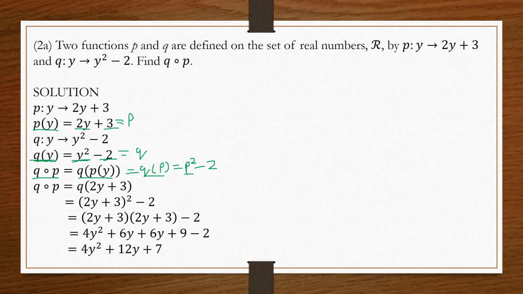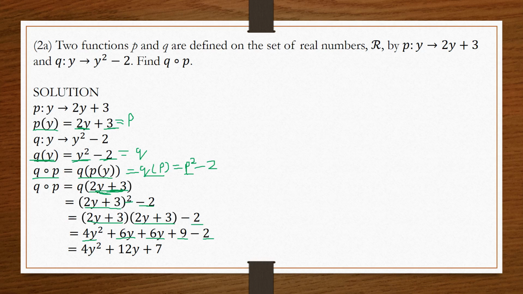But p is given as what? 2y plus 3. So in place of p, I now have 2y plus 3, and then it is squared. So I have 2y plus 3 all squared, then minus 2. To expand this, I have 2y plus 3 multiplying itself, minus 2. If we expand, we have 4y squared plus 6y plus 6y plus 9 minus 2.